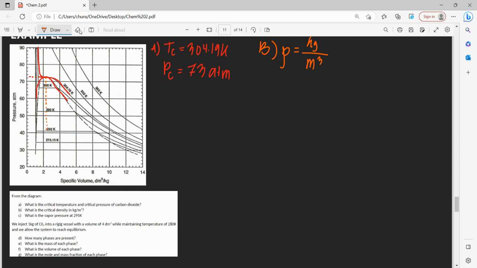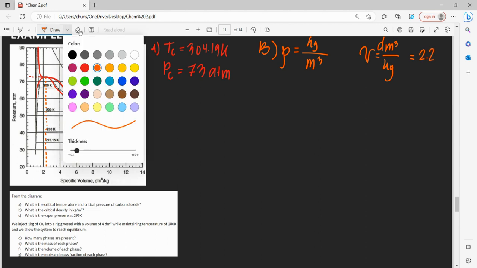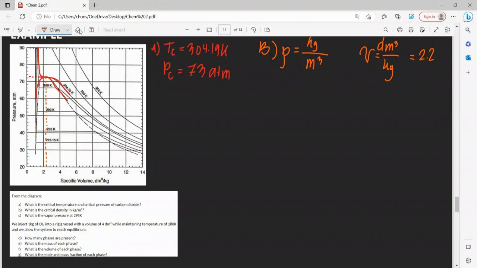So we read down from our point. I'd say that's about 2.2. So our specific volume is equal to meters cubed over kilogram, decameters cubed over kilogram in this case, equals about 2.2. And let's convert this to our basic SI units.